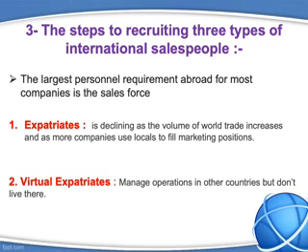The second type is virtual expatriates. This means they manage operations in other countries but don't live there. In other words, there are salespeople who live in one country and manage operations in other countries.